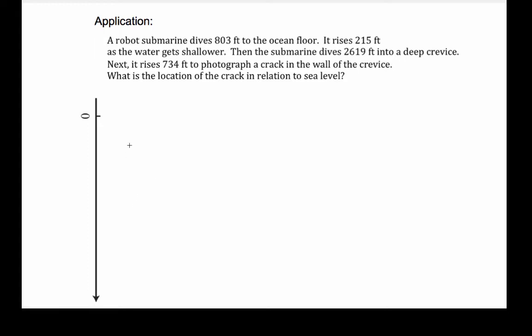So what I have here on the left is I basically just took a number line and made it vertical instead of horizontal, and 0 would represent the water level. Here we have our water level. And we have this submarine that's underwater. So we want to kind of model this with a drawing here. The submarine starts out at sea level at 0.